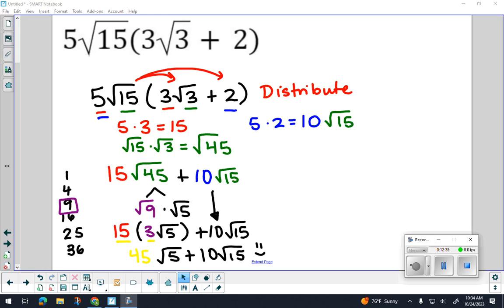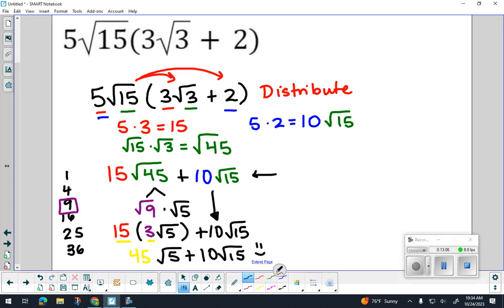So it's like 2 parts into 1. So this is where the color comes from. So I did 5 times the 3 first, okay? Because I'm doing my numbers first, which is 15. And I did the square root of 15 times the square root of 3, which is the square root of 45. And then I distribute again and do 5 times 2, which is 10. And square root of 15 came along for the ride, okay? And so that's where I get this stuff right here from.